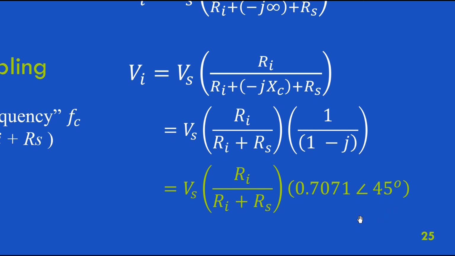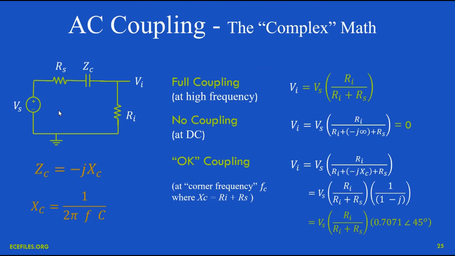What does that mean? Well, it means that the VI value is 70.71% of what it would be for full coupling. And it's been shifted by 45 degrees in phase. So even though this capacitor is here, most of the signal, 71% of it, gets on into the next part of the circuitry. It's shifted by 45 degrees.